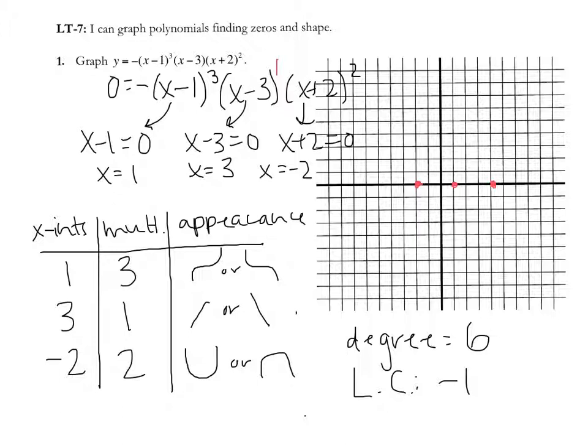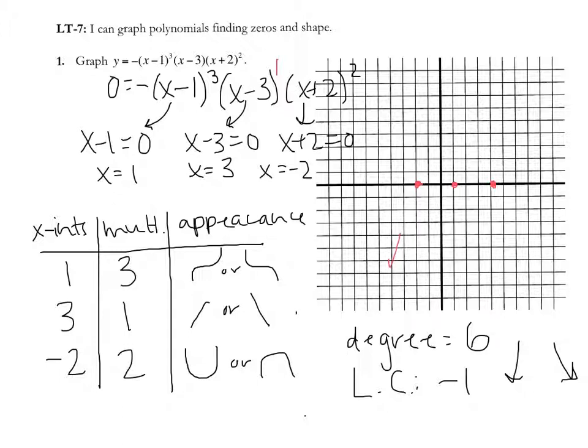Now that I know what my degree and my leading coefficient will be, I can tell what my end behavior is going to be. When my degree is even, I know we're either going to be going up on both ends or down on both ends. And what dictates whether we're going up on both ends or down on both ends is the leading coefficient. In this case, our leading coefficient is negative, so our graph is going to be going down on both ends.